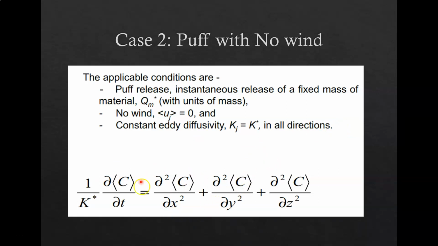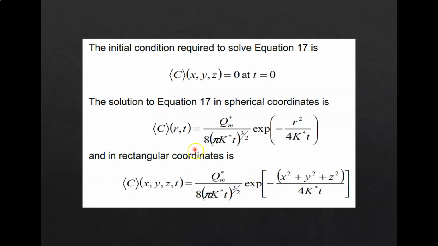So we try to simplify the equation, and this is the equation that can be simplified, where you can use it to find the concentration at point x, y, z, and at time t. This time you have x, y, z, t. So this is the equation.